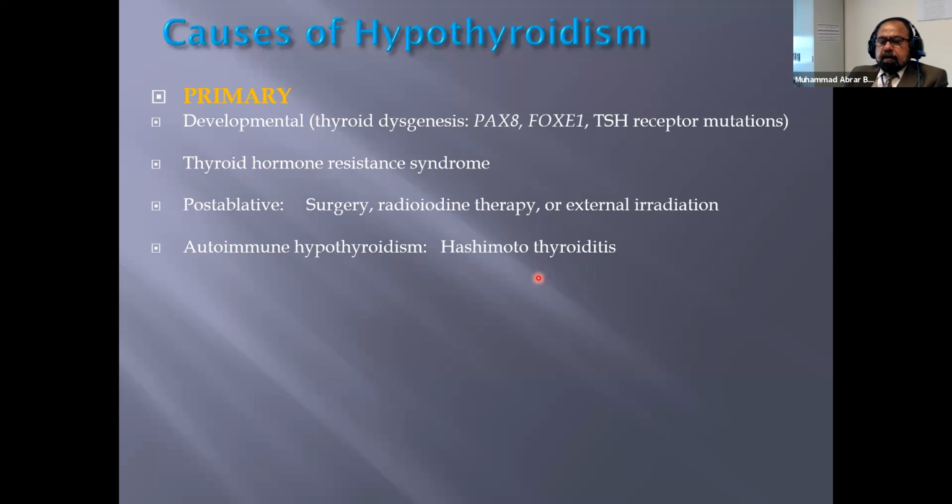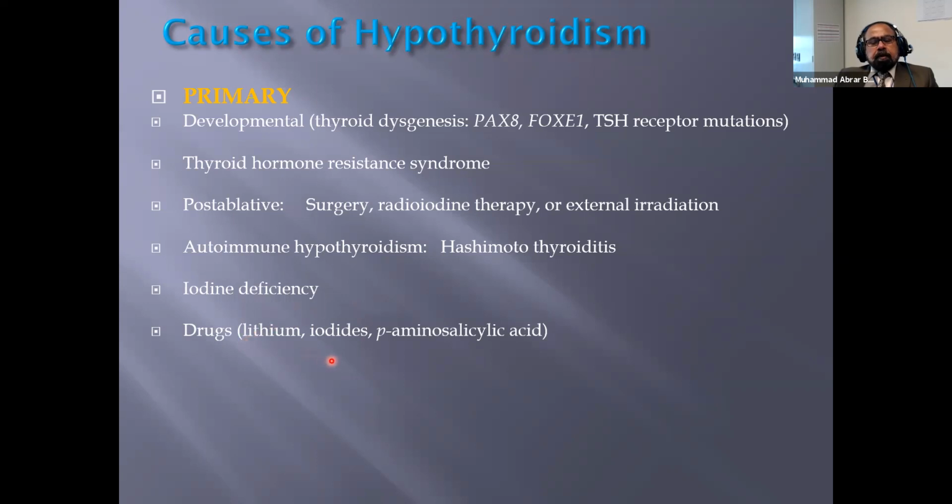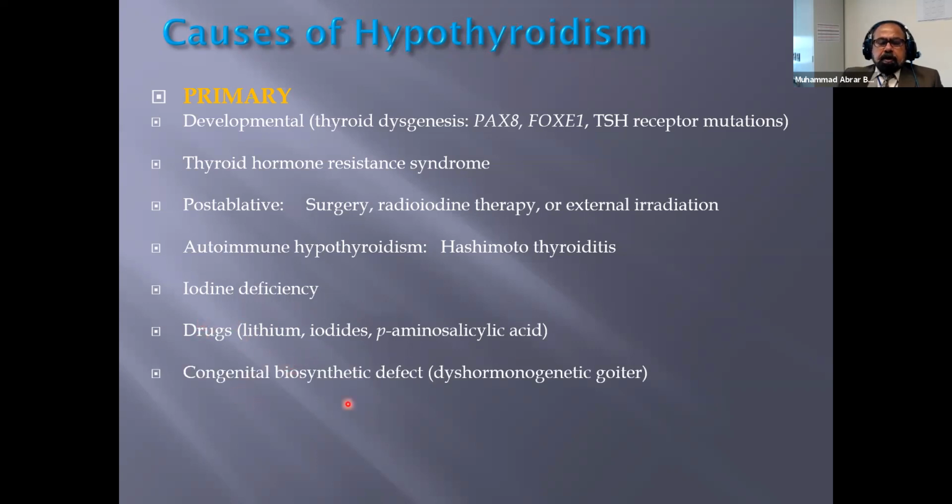They secrete antibodies which kill the thyroid follicles and thyrocytes, and hypothyroidism occurs. We will discuss it just now. Iodine deficiency: if there are areas where less iodine is taken in, then because of the lesser amount of iodine, less hormone is produced. Drugs like lithium, iodide, and para-aminosalicylic acid can cause hypothyroidism, and so can a congenital biosynthesis defect, or dyshormonogenetic defect.